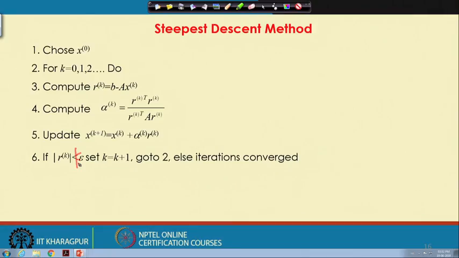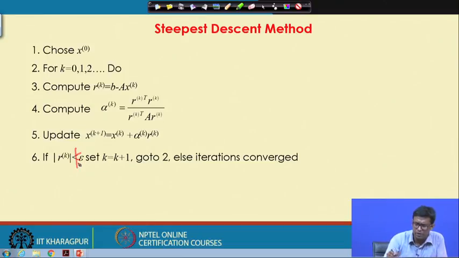However, when we look into this method and try to write a computer program, there are two matrix vector multiplications here, A into x and A into r. If I have a 10 to the power 6 by 10 to the power 6 matrix, each of these steps needs multiplication of each element of the matrix with each component of the vector. So, 10 to the power 6 into 10 to the power 6 multiplications are needed. Each row needs 10 to the power 6 multiplications and there are 10 to the power 6 rows.